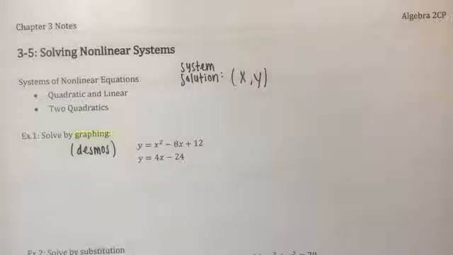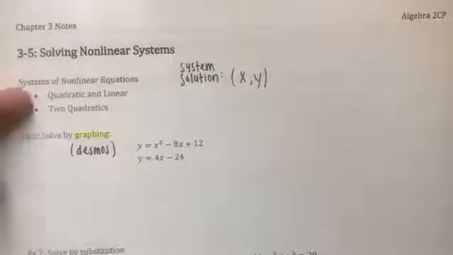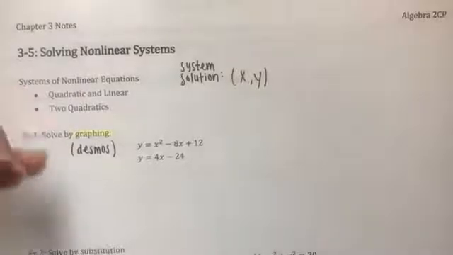So like in section 1.4, even though there's three variables, it was still a linear system, meaning it was kind of like a straight line basically. But now we'll have quadratics where it has the parabola in it. So it can either be a quadratic and a linear equation, or it could be two quadratics.